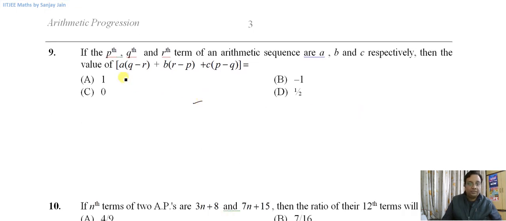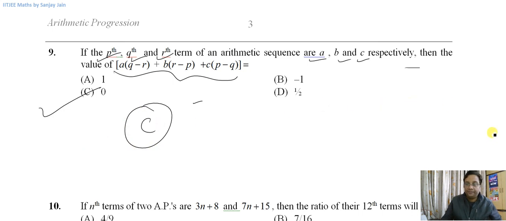This is a question that we have done in the theory lecture. The pth, qth, rth terms are given as a, b and c, then find the value of this expression here. We have already calculated it, so I am not going to do it once again. I'll directly write the answer as option C.